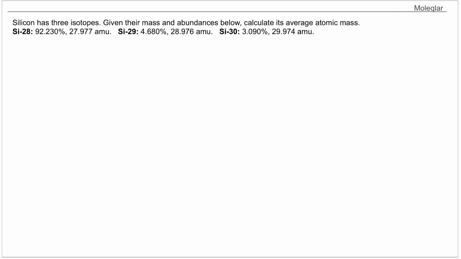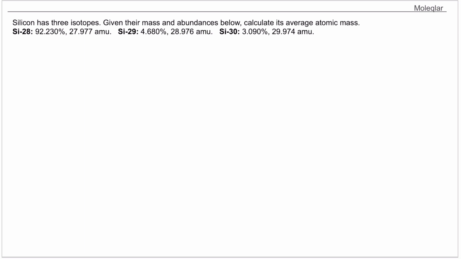Hey folks, welcome to this episode on isotopic calculations where we are going to be calculating the average atomic mass of a set of isotopes. All right, so here we have a question. Here we're talking about silicon and it has three naturally occurring isotopes. We are given their mass, we're given their abundances, and we're asked to calculate the average atomic mass.